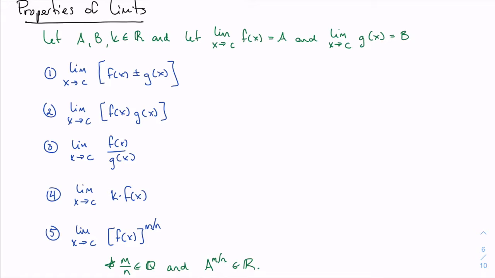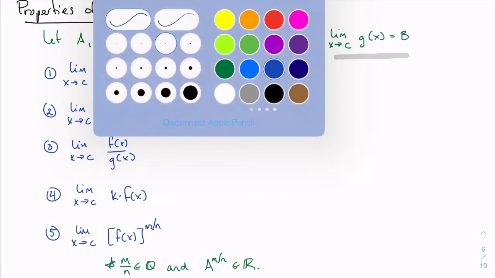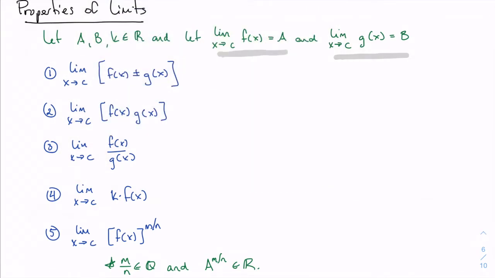And for this section, just for some shorthand, I'm going to use a to represent the limit as x approaches c of f of x, and then b to represent the limit as x approaches c of g of x. So a is for the limit of f, b is for the limit of g, just to save myself some time. A lot of these are fairly intuitive, believe it or not.